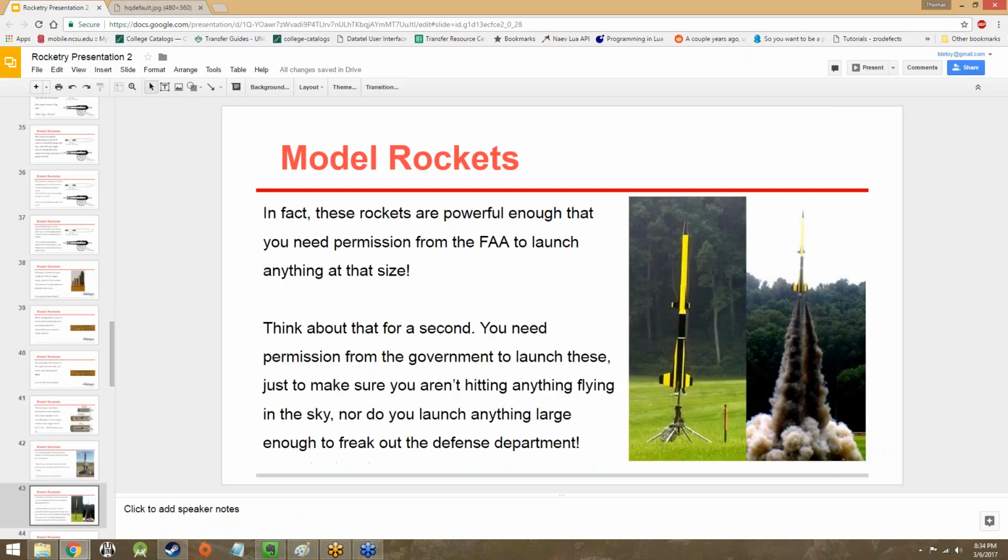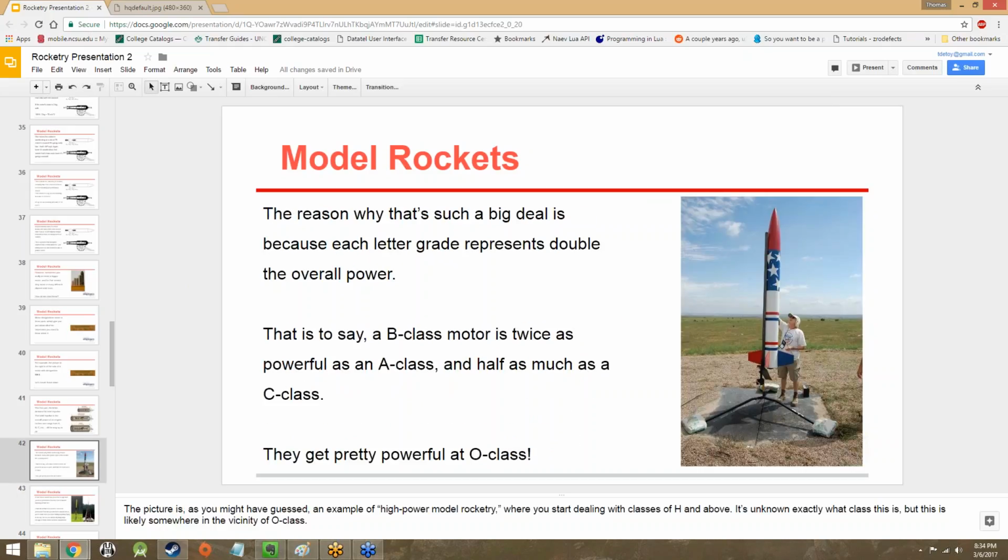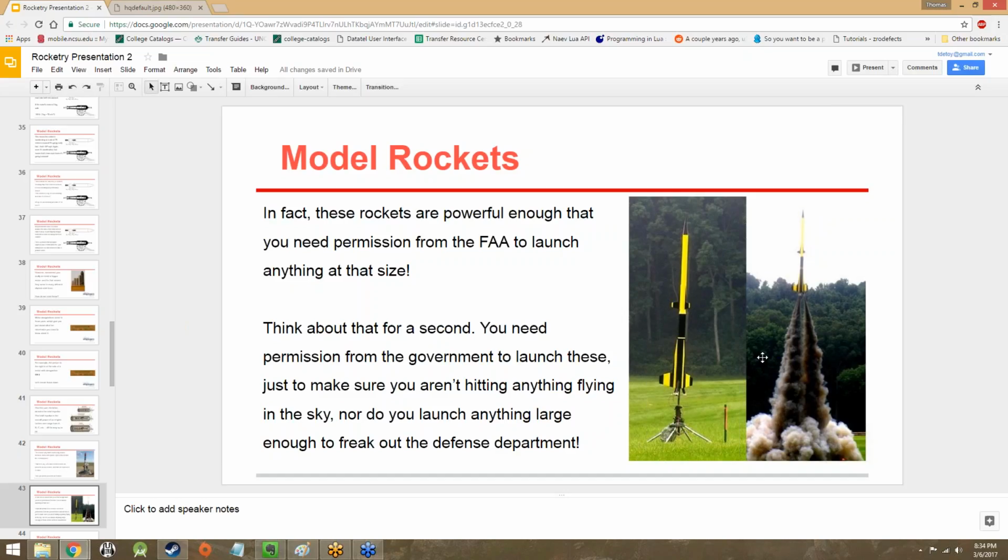Nice, Cohen. So yeah, the reason why it's referred to as high-powered model rocketry is because there is a whole number of hoops that you have to jump through. And this, by the way, is a model rocket. I don't know what size this motor is, but I'm guessing somewhere in the vicinity of O-class. But here's the deal. The reason why they have a whole classification for high-power model rocketry is because there needs to be a designation for the government. The reason why there needs to be a designation for the government is because you need permission from the FAA to launch anything that is considered a high-powered model rocket.